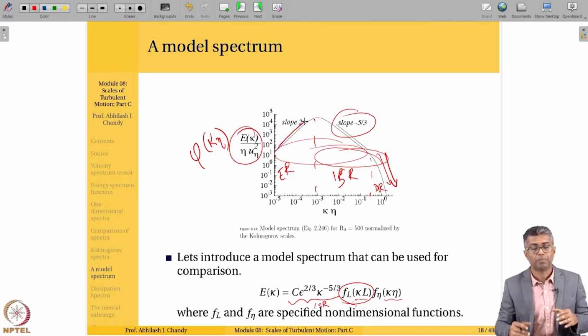Remember, it's going to be a line because you are plotting it as a log-log plot. So it will be linear in the log-log plot, and the slope will represent the power of kappa, isn't it? So you have the slope of 2, that means it varies as kappa squared, and you have a slope of minus 5/3, that means it varies as kappa to the minus 5/3. Obviously, the dissipation range is exponential, so that's the way it looks.